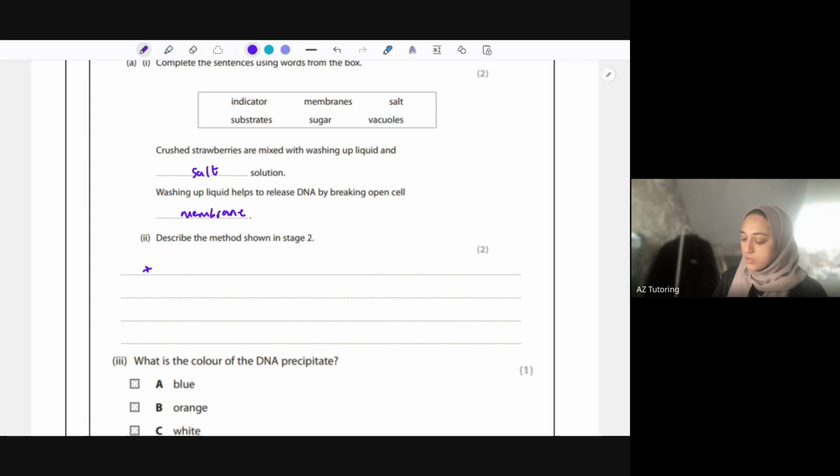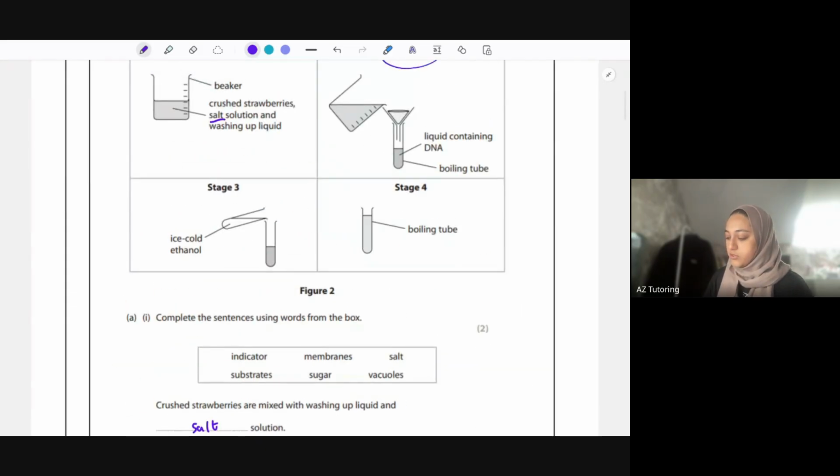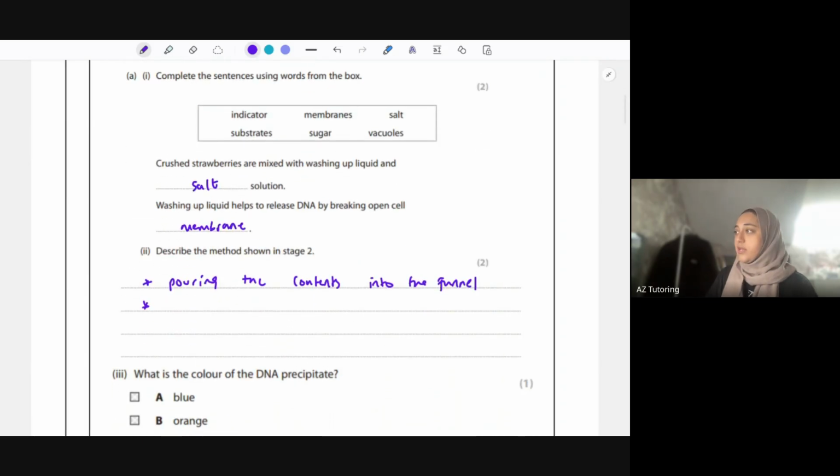Okay, so they're pouring the contents into the funnel. To be specific, where is it going exactly? So you could see it's going into this funnel here. And then you could say inside the funnel, you've got filter paper to essentially separate out the DNA. And then my 2 points, just really explicitly stated for the examiner, 2 marks.